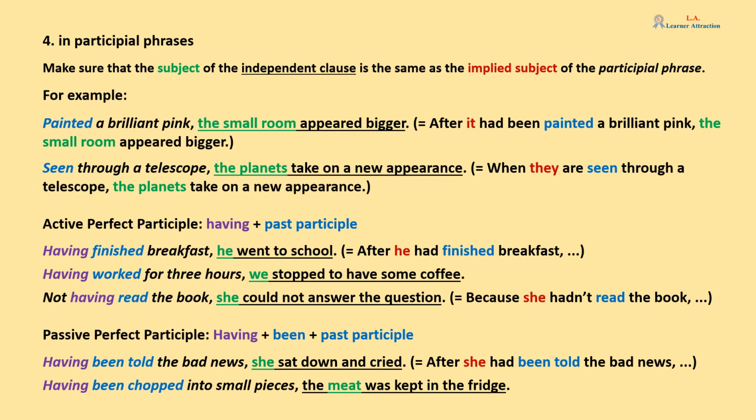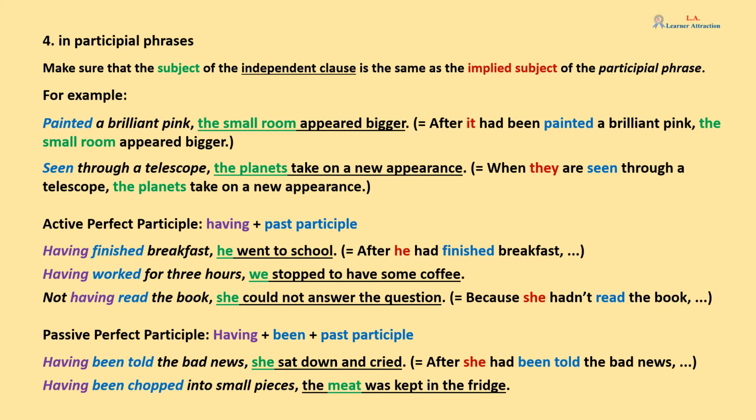Four. In participial phrases. Make sure that the subject of the independent clause is the same as the implied subject of the participial phrase. For example, painted a brilliant pink, the small room appeared bigger. Means, after it had been painted a brilliant pink, the small room appeared bigger. What had been painted a brilliant pink? The small room. So, the small room is the implied, or understood subject of the participial phrase.